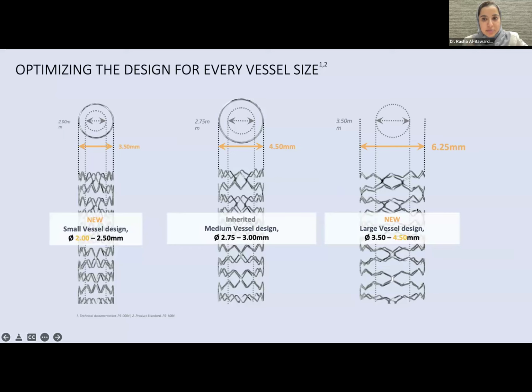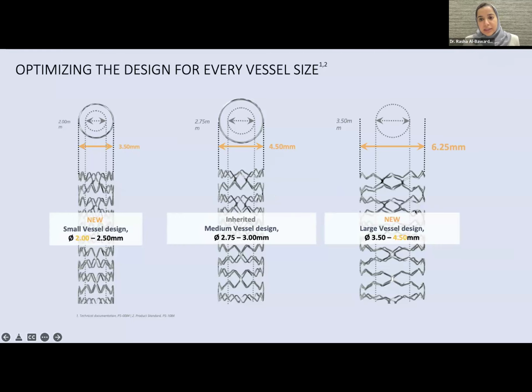The new, which is small or large, and the older ones are considered the medium size. So the small size ranges between 2 and 2.5, and the overexpansion goes to 3.5. The older sizes were 2.75 to 3.0, and it actually expands to 4.5.